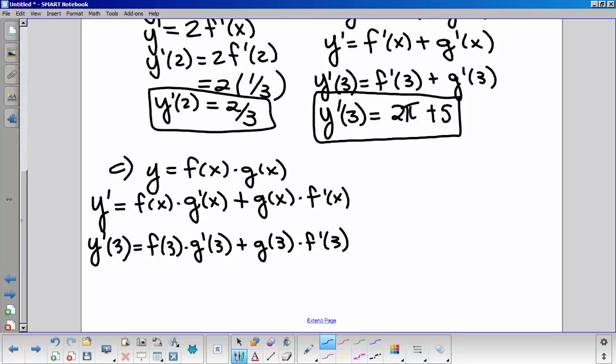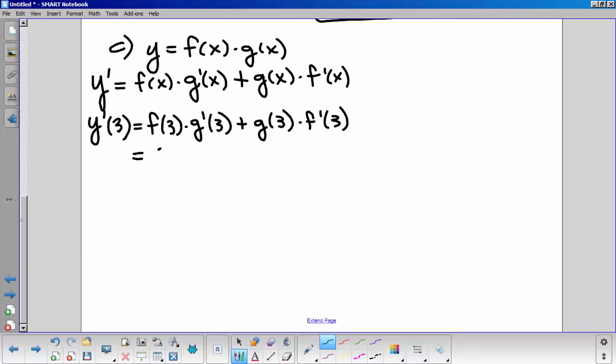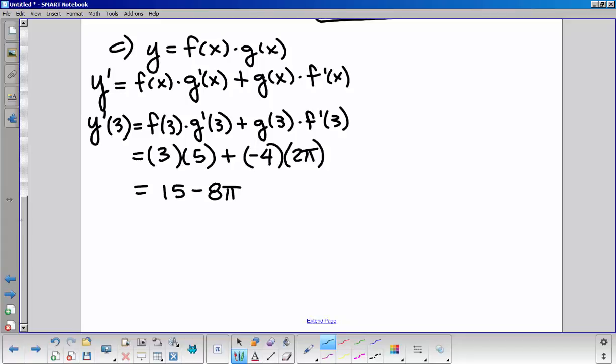So you guys are going to have to read these off for me. F of 3 is 3. G prime of 3 is 5. Numbers are hard. Numbers are difficult, right? Plus g of 3 is negative 4, and f prime of 3 is 2 pi. So that's going to be 15 minus 8 pi. So that's y prime of 3.